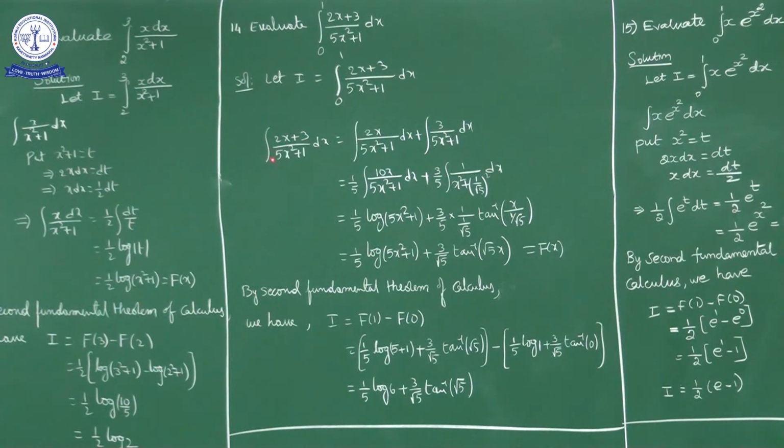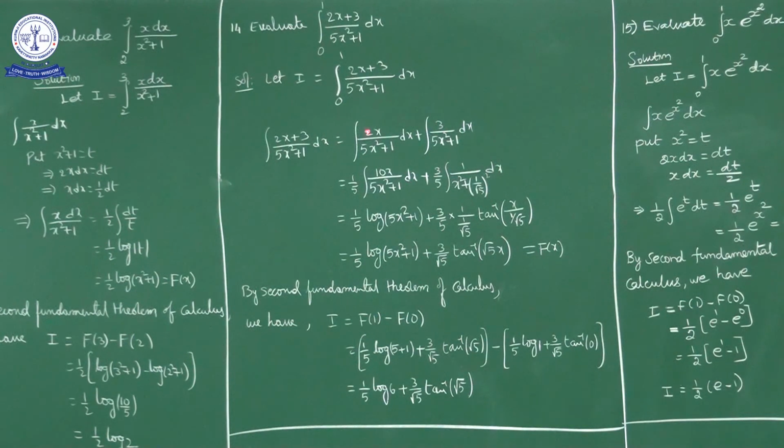Integral 2x plus 3 upon 5x square plus 1 dx. Okay. So I'll separate it as integral 2x upon 5x square plus 1 dx plus integral 3 upon 5x square plus 1 dx. Now here 5x square plus 1, its derivative is 10x. So for this, I will multiply the numerator by 5 and divide by 5. So 1 by 5 integral 10x upon 5x square plus 1 dx.